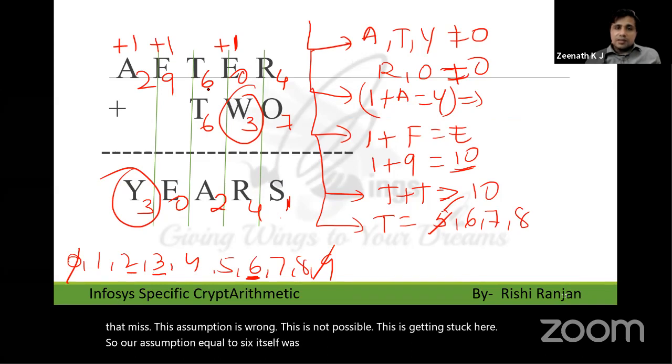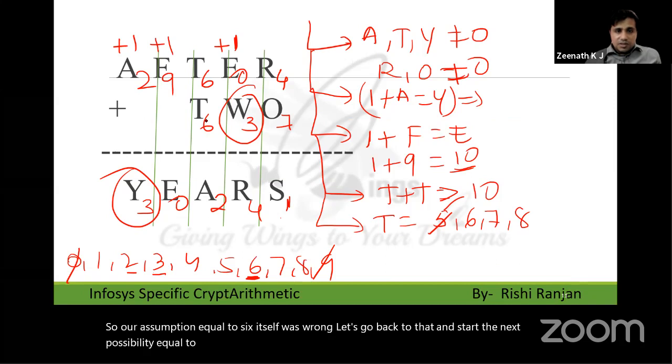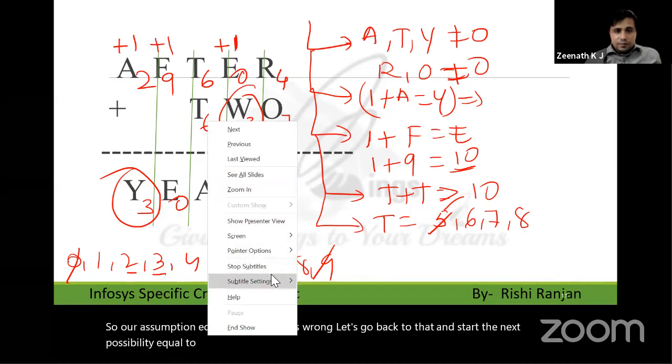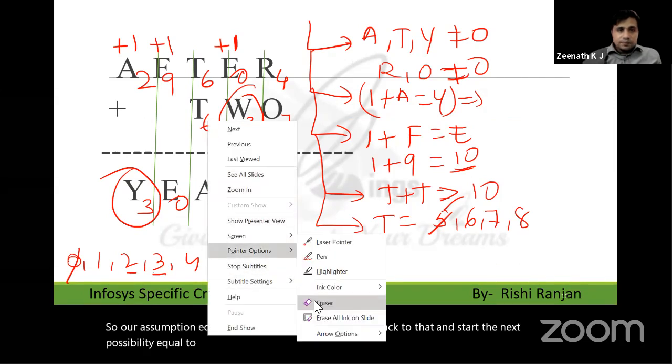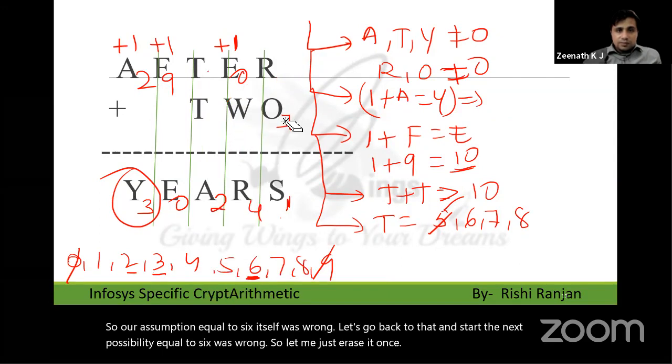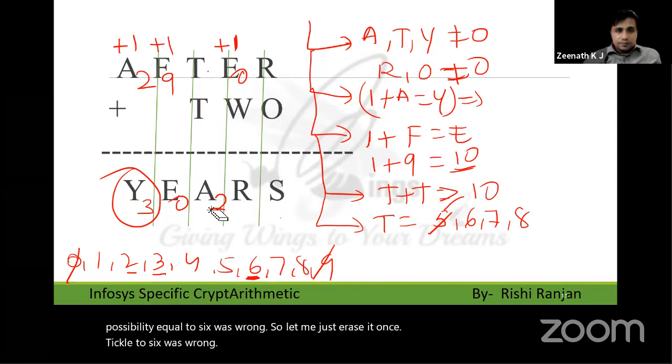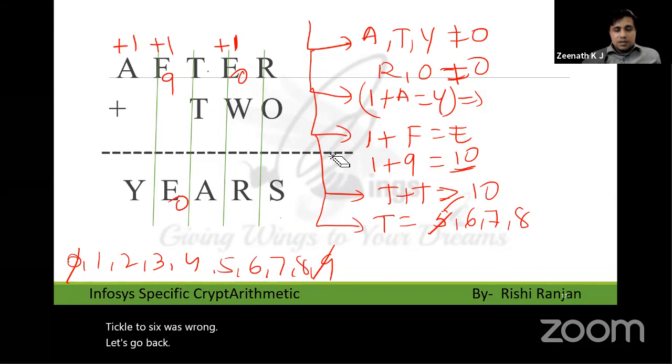Let's go back to that and start the next possibility. T equal to 6 was wrong. So let me just erase it once. T equal to 6 was wrong. Okay, let's go back and start checking the next possibility.